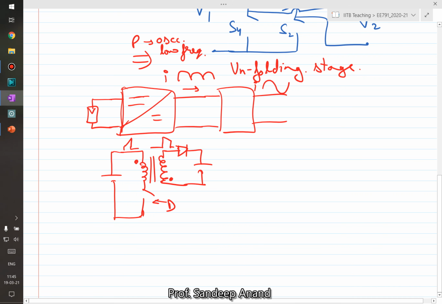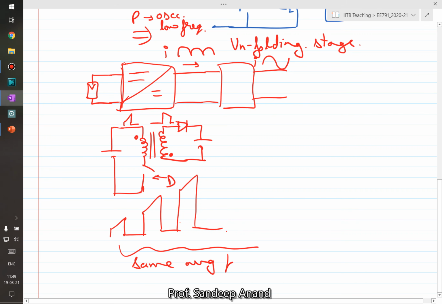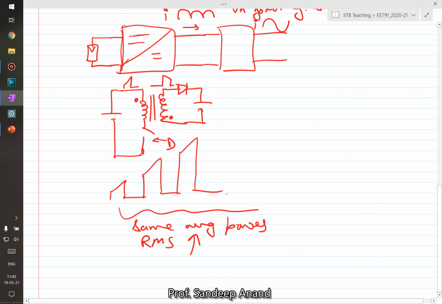But now, because this duty cycle is varying, the input current will no longer be always like this. It may look something like this. So if you see now, for the same average power, the RMS current that flows in the switch increases, which causes additional losses. More so, the transformer also becomes a little bit bigger. Why? Because again, the peak current is now much more.